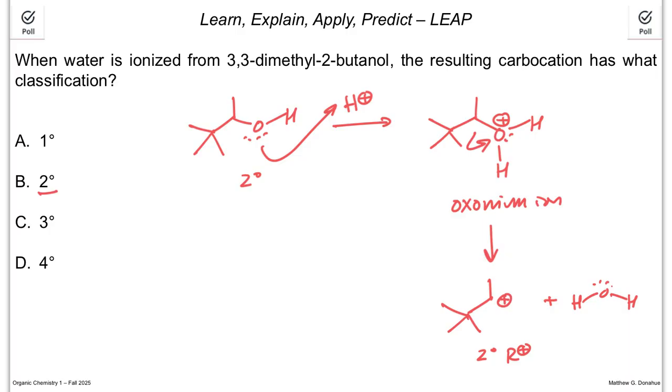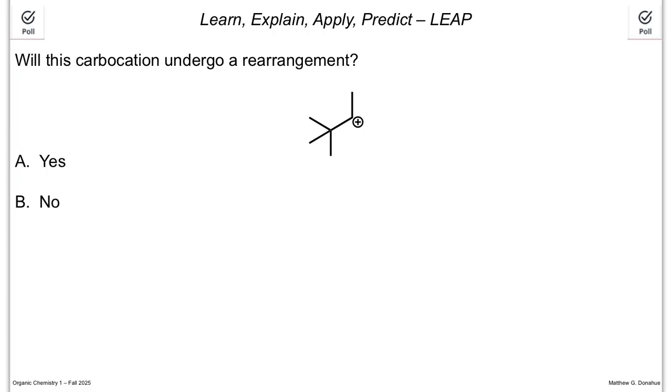And you'll remember that in the carbocation stability trend, that's kind of the weird one where it's stable, but if it has the possibility to rearrange, it can. And so this is where we have to stop and ask some questions. So will this carbocation undergo a rearrangement, yes or no? And so the answer is yes, because otherwise we wouldn't be pursuing this line of reasoning.